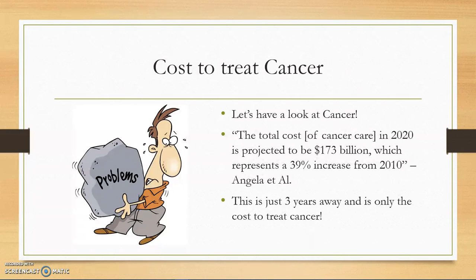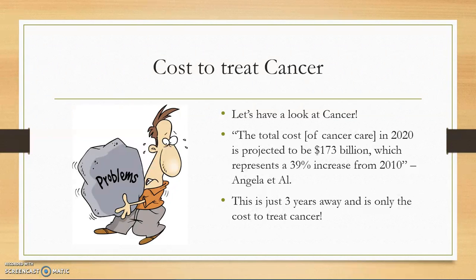By looking at cancer and looking at research topics according to Angela and all of her contributors, who made a projection of the cost of cancer care in the United States from 2010 to 2020, their work showed us that the total cost of cancer care in 2020 is projected to be $173 billion, which is an increase of 39% from 2010. We are just 3 short years away from this, people.